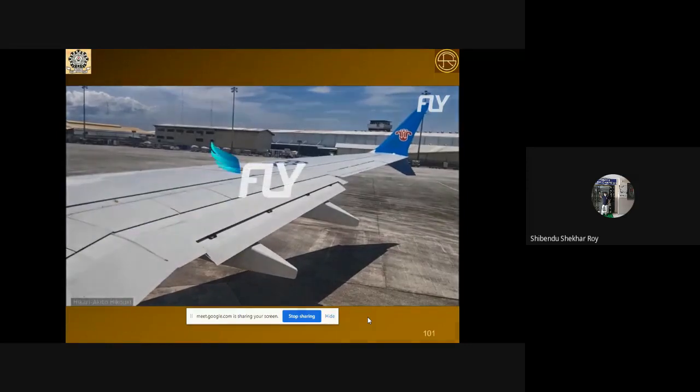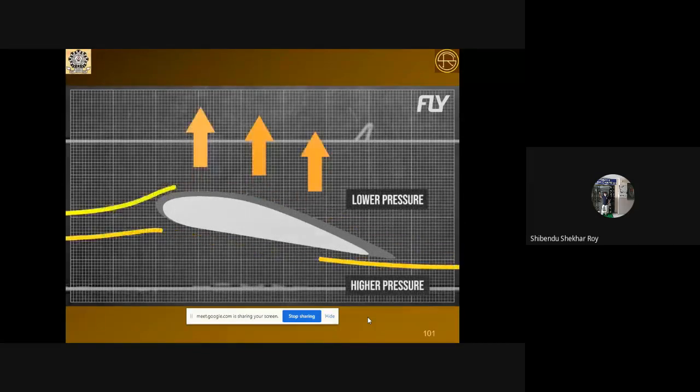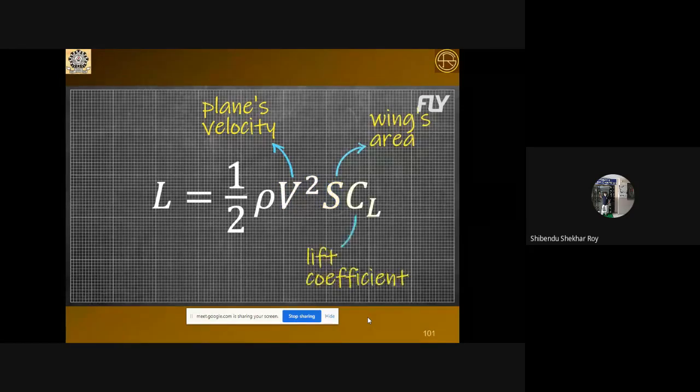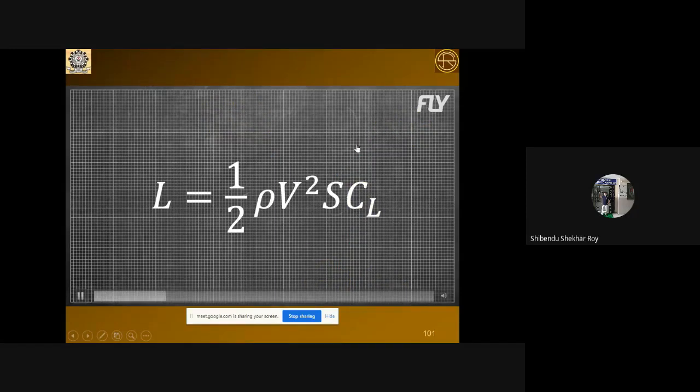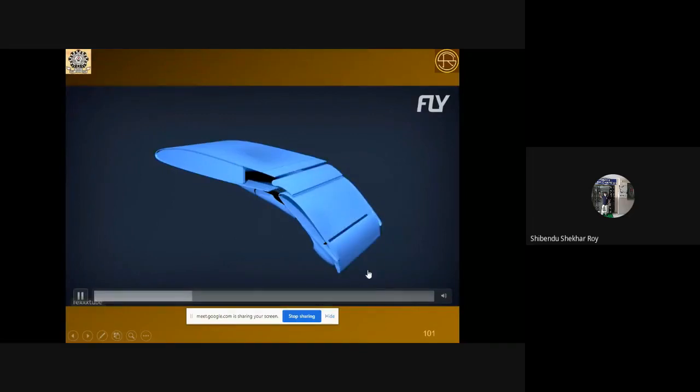So how the wings work has been explained here. A simple fluid mechanics equation has been used. So wing area has a lot of roles. See the wing area, the surface area, has a big role in the lift force, along with the speed. So see how they have increased the surface area.